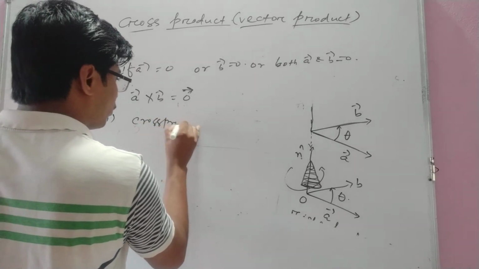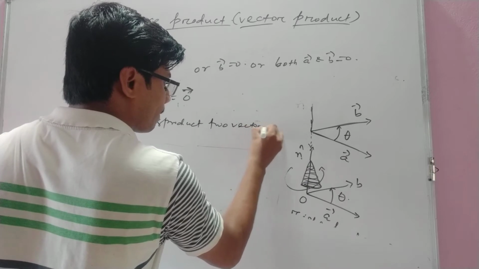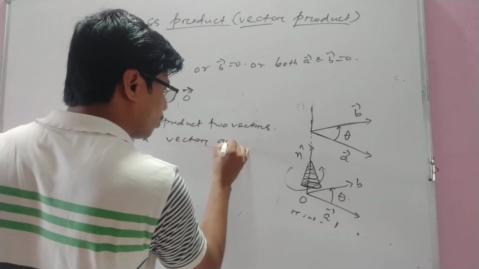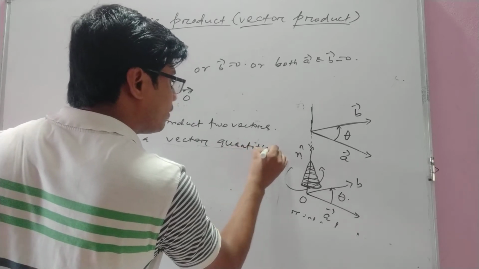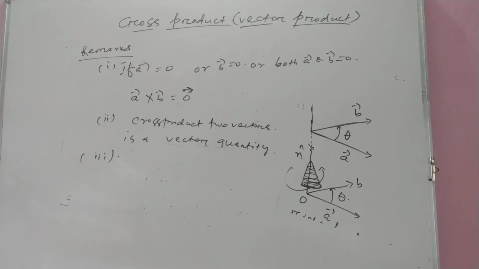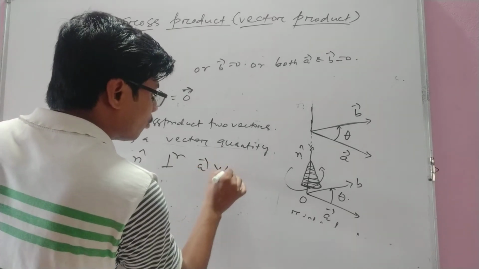Okay, the cross product of two vectors is a vector quantity. Cross product of two vectors is a vector quantity. Already we said. Third, the unit vector, already we read, unit vector n cap is perpendicular to A cross B.